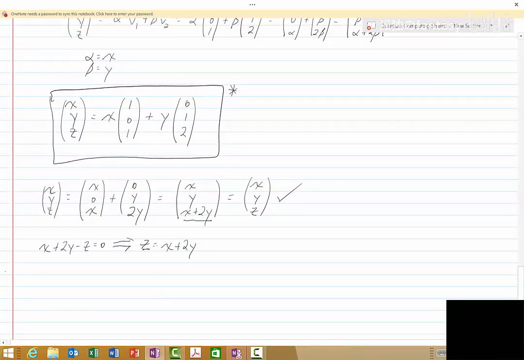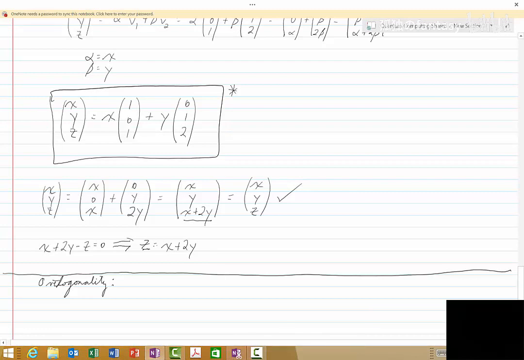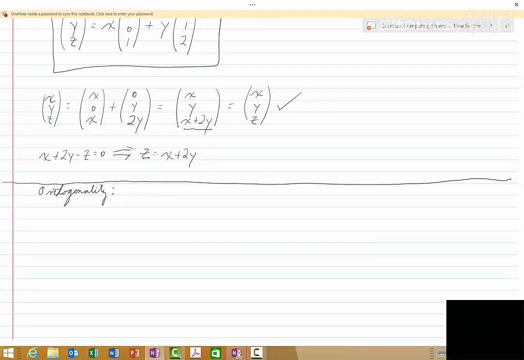The ideas may be new to some of you, but after you look at it, you see it's a fairly straightforward idea. And so now let's investigate another property, and that property will be called orthogonality. Before we talk about orthogonality, we need to introduce the idea of a dot product or inner product.